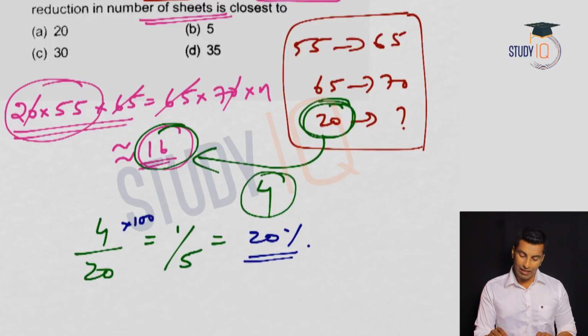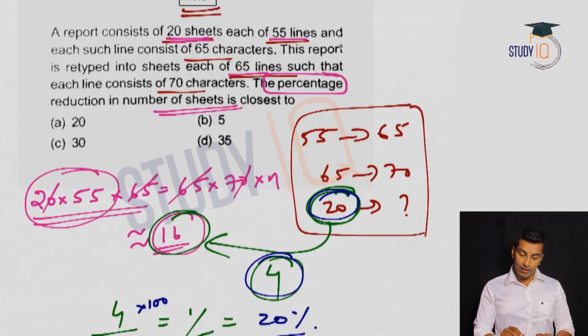The question is very simple. 4 is what percentage of 20, and everybody knows that's 20%. 2 is 10% of 20, so 4 is 20% of 20. So you don't face much problem here. This is the idea.